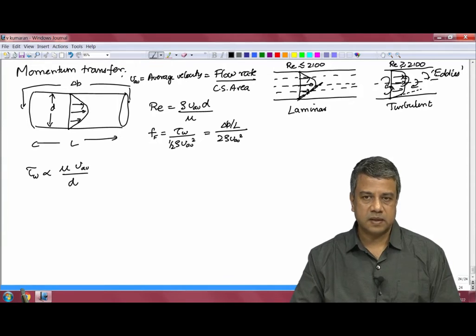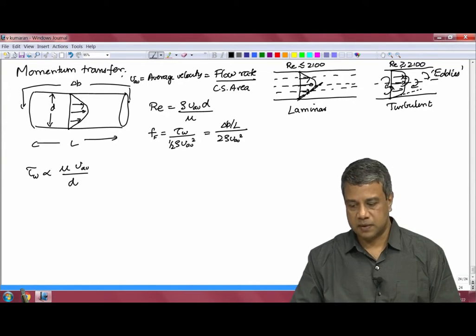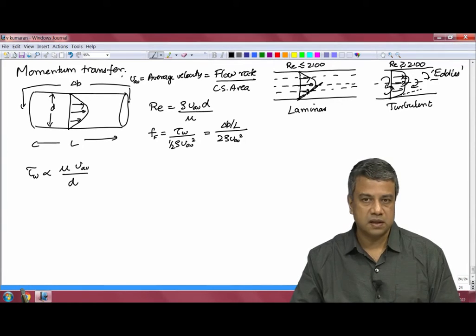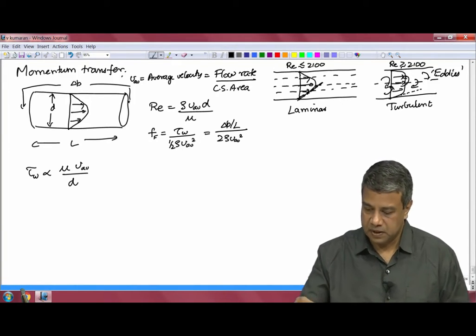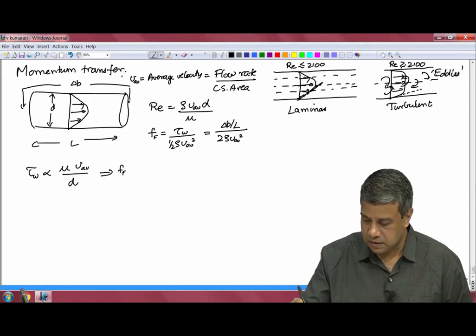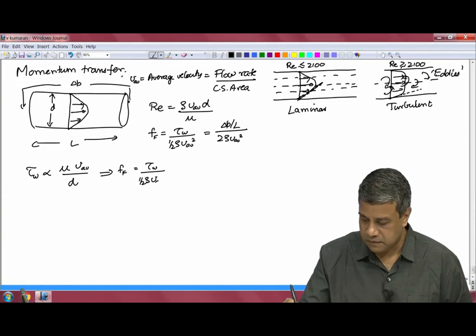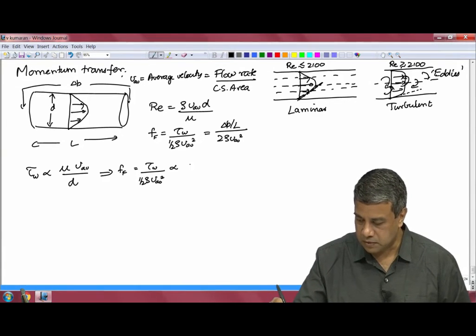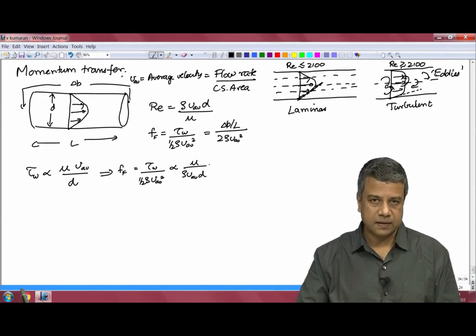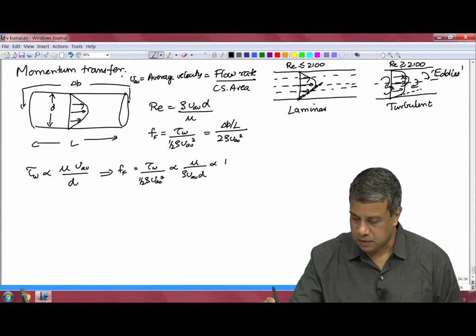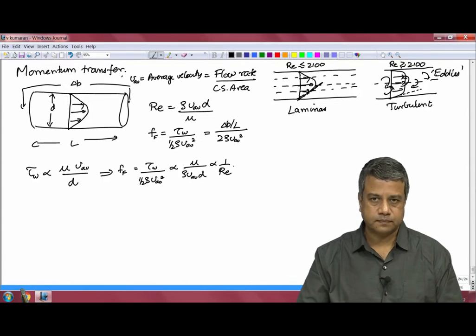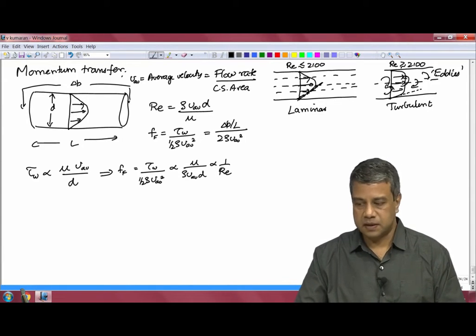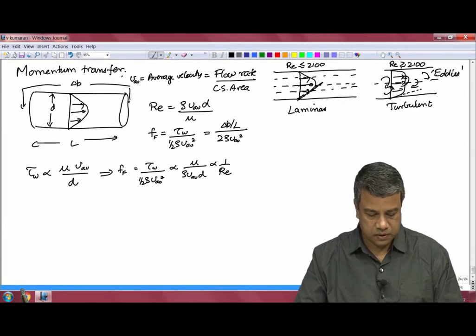If the flow is laminar, density is no longer a parameter that determines the wall shear stress, which means that the wall shear stress has to depend only upon the viscosity, the average velocity and the diameter. Which implies that the friction factor, which is equal to wall shear stress divided by half rho V_av squared, will be proportional to mu by rho V average times d, which is proportional to 1 over Reynolds number. So, therefore, in the laminar regime, the friction factor is proportional to 1 over Reynolds number.